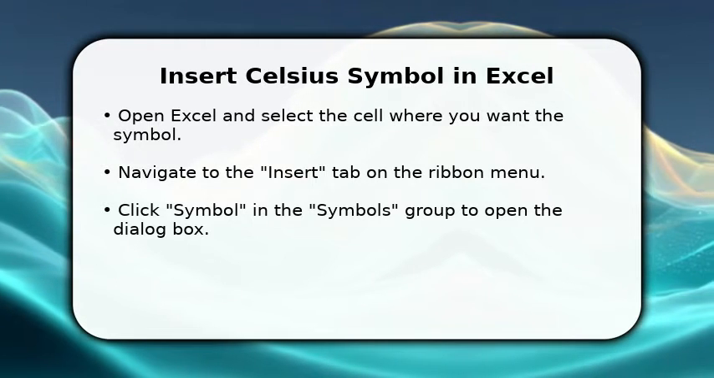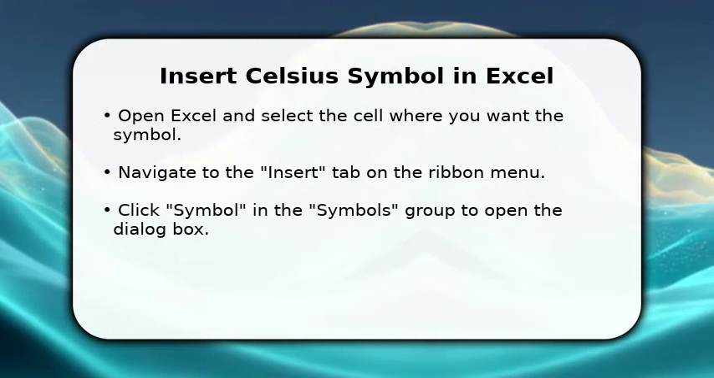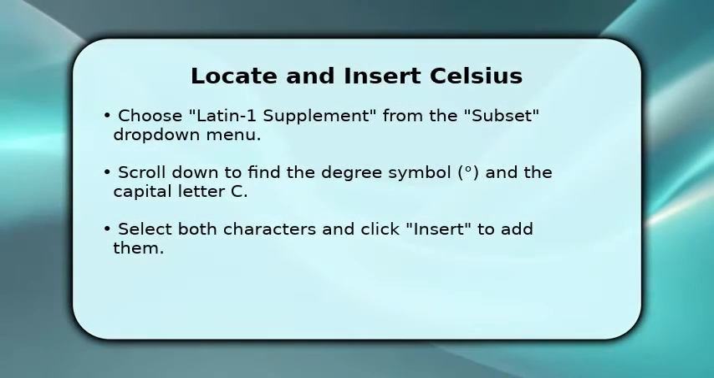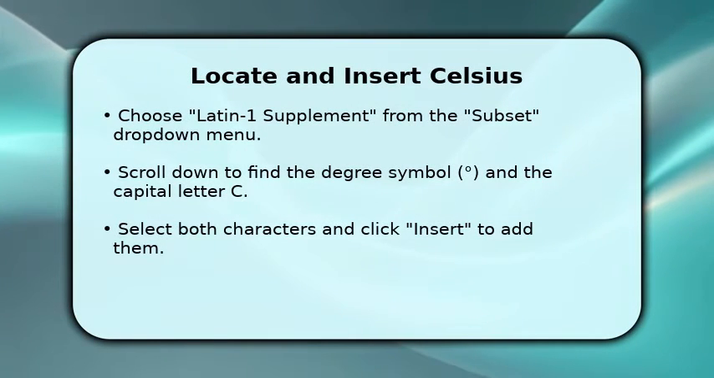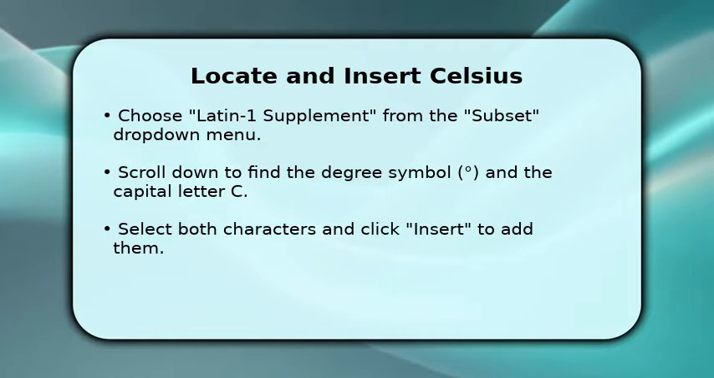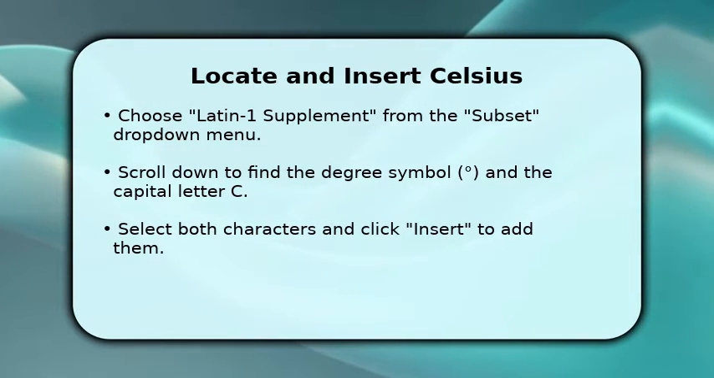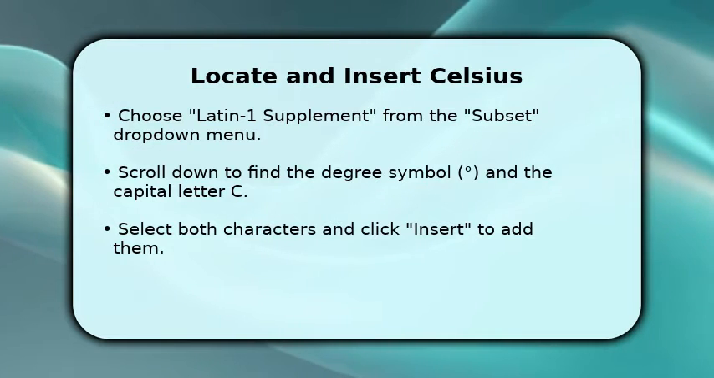This action will open a new dialog box, allowing you to choose various special characters for your spreadsheet. Once the symbol dialog box appears, you'll need to locate the Celsius symbol. In the subset drop-down menu, select Latin 1 supplement. This will narrow down the character options.